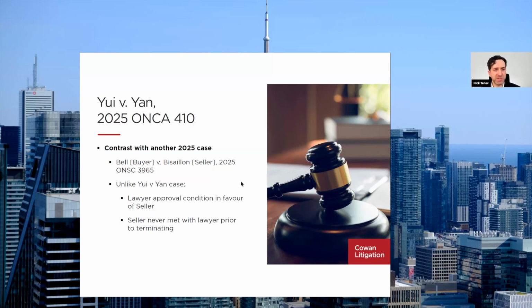So in this case, Bell versus Bisalian, unlike the Yui versus Yan case, there was a lawyer approval condition for the seller. So the seller could review the agreement with their lawyer and back out. And in this case, the seller never met with the lawyer prior to terminating. So that's very interesting here. And I must note that the condition was actually worded in a way which said that if no notice is provided by a certain date, the deal is dead. It's null and void. So it operated in a way where the seller actually does not have to give notice. It just says if the time period runs out, the deal is null and void.